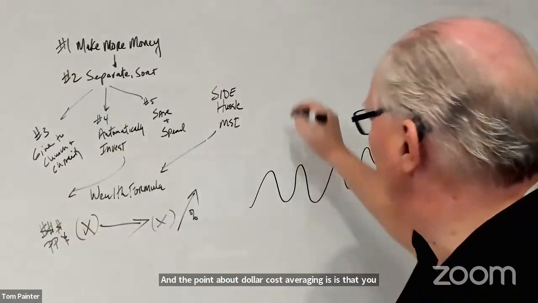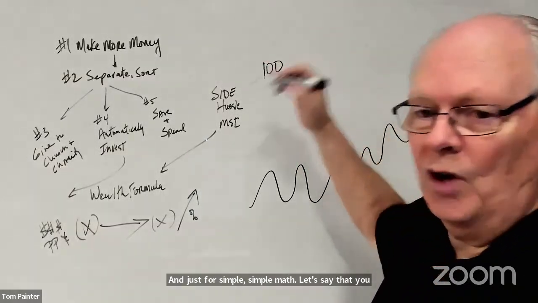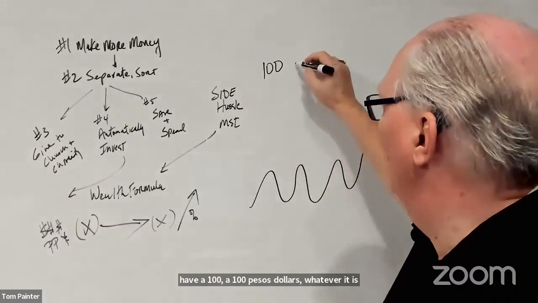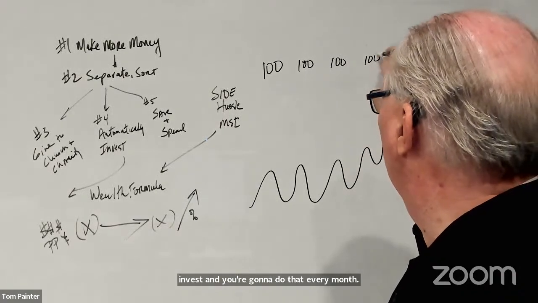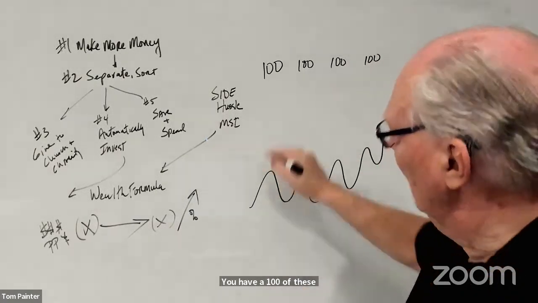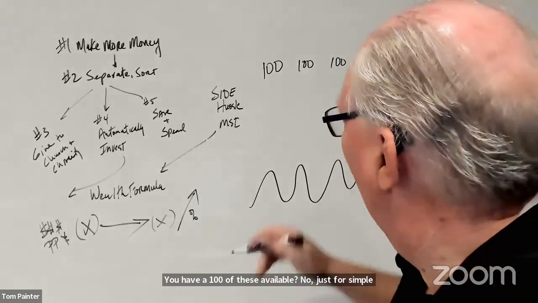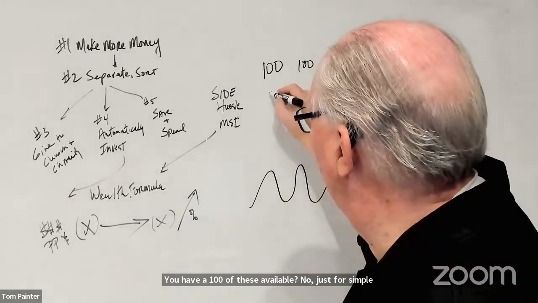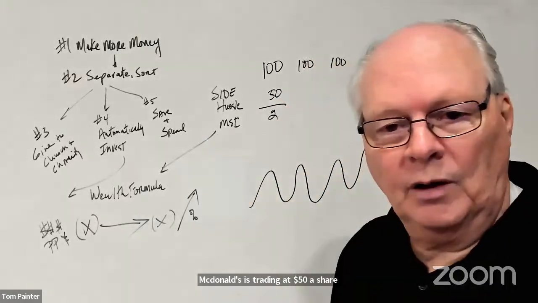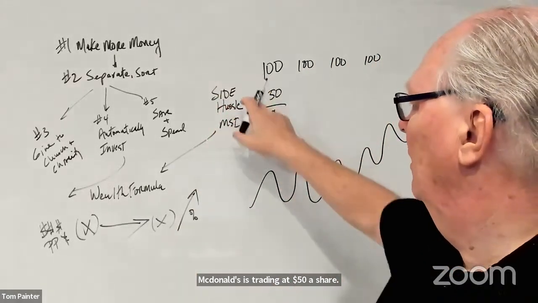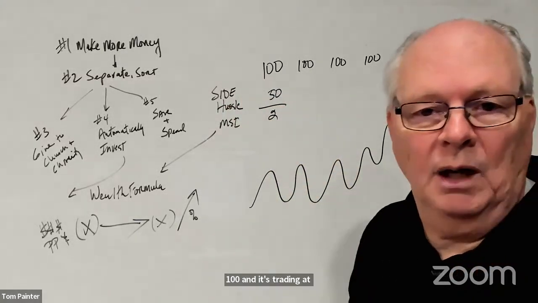And just for simple math, let's say that you have 100 pesos, dollars, whatever it is to invest. And you're going to do that every month. You have 100 of these available. Now, just for simple math, let's say we're going to buy McDonald's. And McDonald's is trading at $50 a share. Well, that means I can buy 2 of them. I've got 100 and it's trading at $50, so I can buy 2 shares that month.